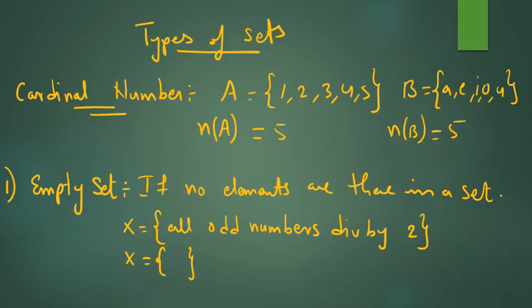So, this is called an empty set, and this empty set is represented by this symbol. This is the symbol for the empty set. Got it? What is an empty set? If no elements are there in a set, that is called an empty set. And what is the cardinal number of this empty set? n of x. Is there any element in this? No. So, the cardinal number of the empty set will be equal to 0, right?